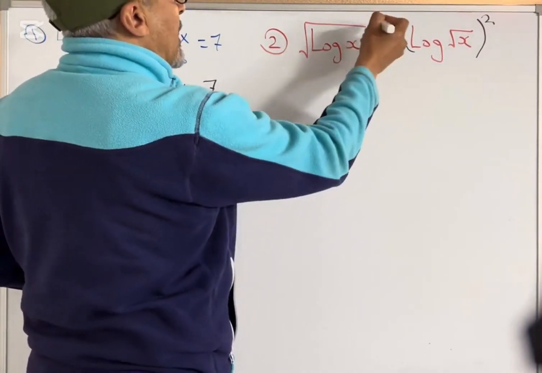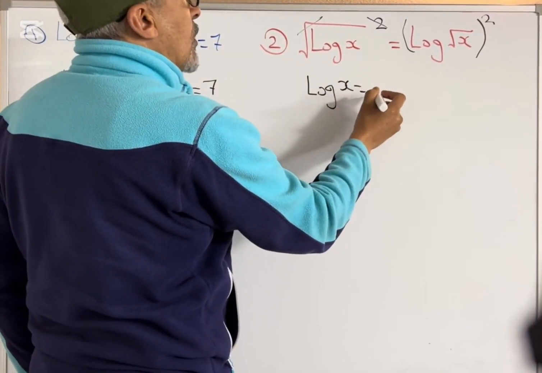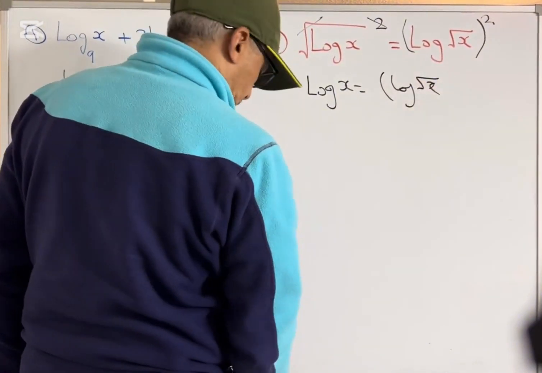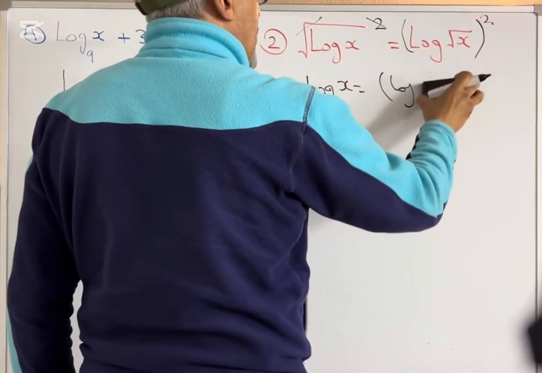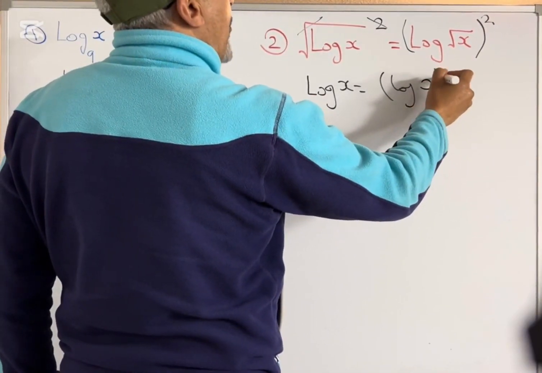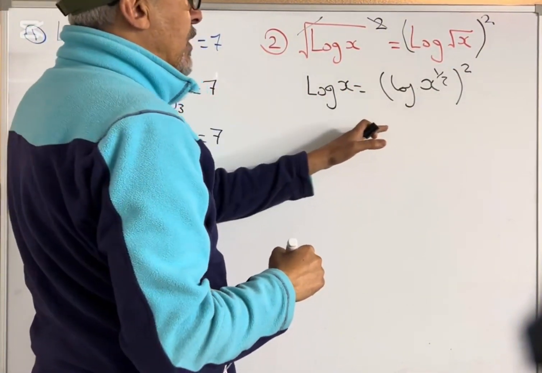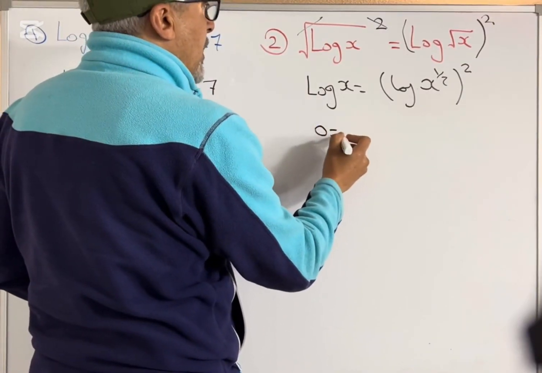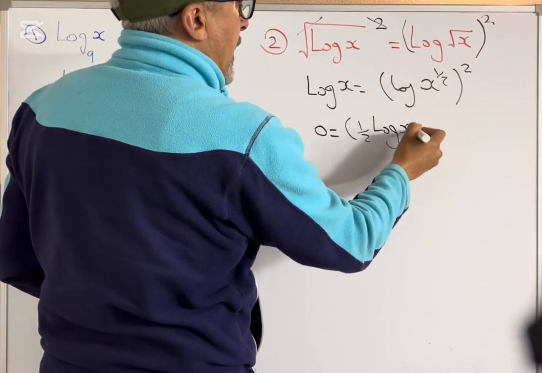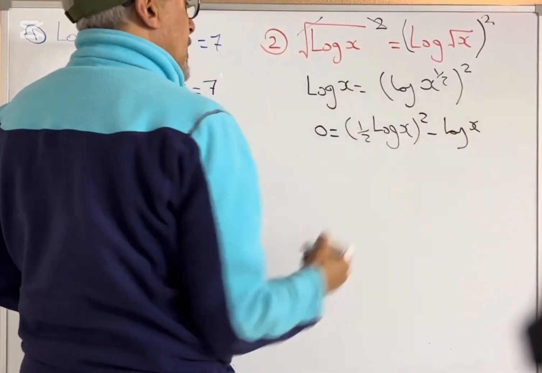Now this here will get rid of the square root, and so we'll have log x equals log root x, which is log x to the power of 1/2, squared. Now I'm going to move everything to one side, equate it to 0. So I'm going to go 0 equals, and I'm going to pull the half down, half log x squared minus log x. I move this log x to the other side.